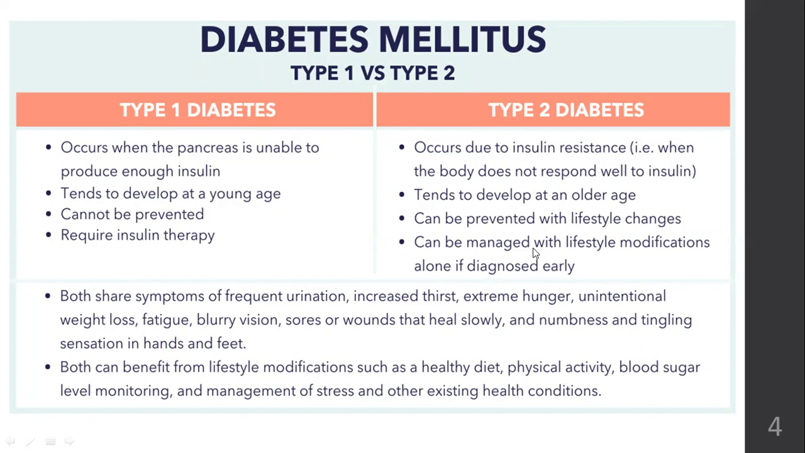In both type 1 and type 2 diabetes, you have to do a lot of lifestyle modification. Focus on a healthy diet, physical activity, a complex carbohydrate diet, a low fat diet. Blood sugar level has to be monitored regularly, and accordingly the dosage of insulin, or the dosage of anti-diabetic medications if the patient is on oral therapy, has to be adjusted frequently. Management of stress and other existing health conditions also come under the treatment modality. So that's about type 1 and type 2 diabetes.